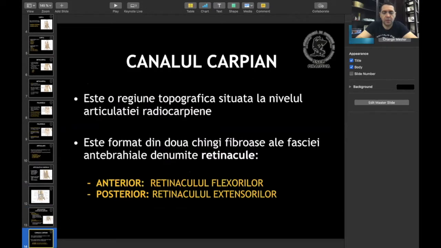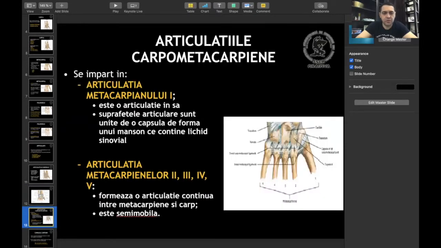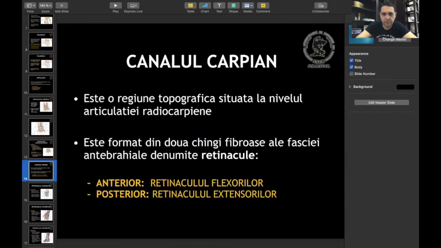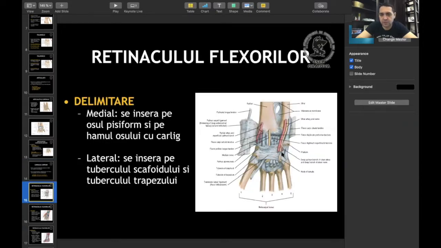As you can see now, this is an important structure. We have the carpal tunnel. It is at the level of the radiocarpal joint. So we have anteriorly the flexor retinaculum, which I will show you right away. This is the flexor retinaculum. Posteriorly, we have the extensor retinaculum, but the real carpal tunnel is under this flexor retinaculum ligament. In the back, we have the carpal bones. So this is the tunnel.